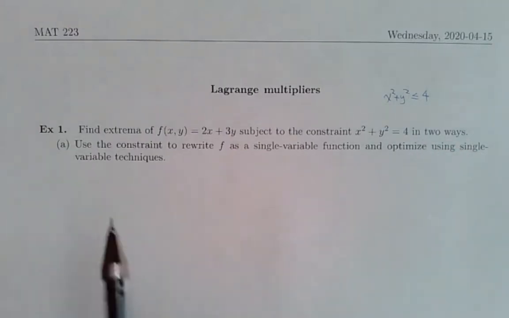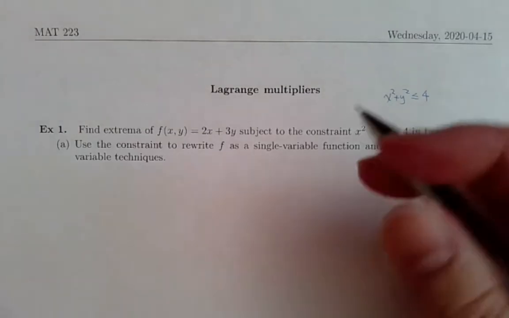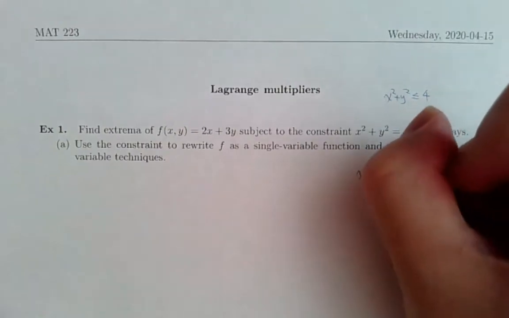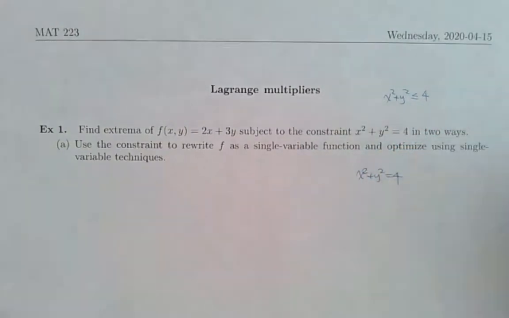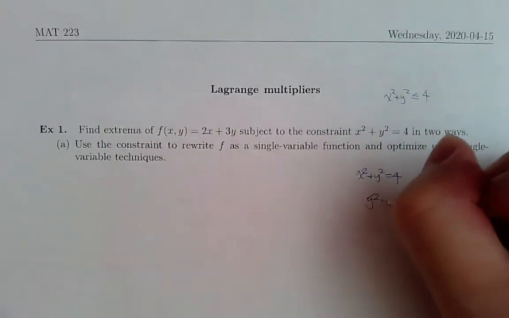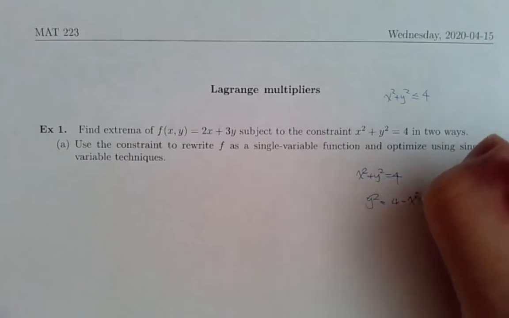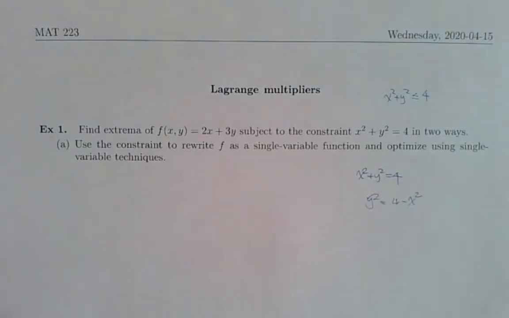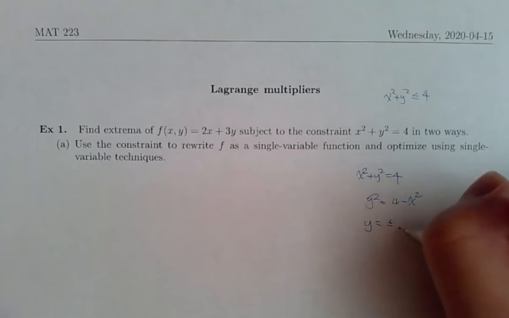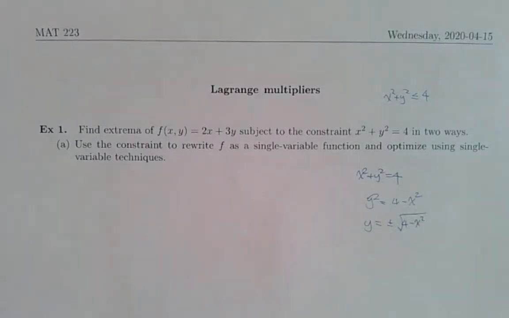Now we can use the constraint to rewrite f. We did this last time for a different function, so let's do it for this function. We have x squared plus y squared equals 4. That means on this boundary, y squared is equal to 4 minus x squared, so y is equal to plus or minus the square root of 4 minus x squared. The plus or minus is important, so I'm going to keep it there.